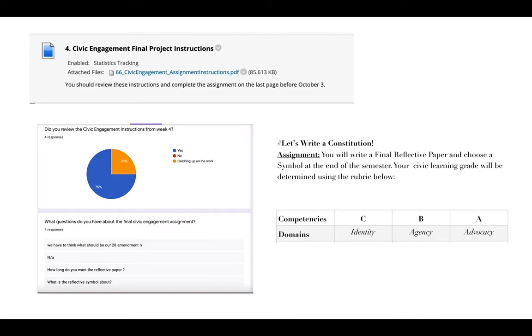There are 3 domains that you have to show me you understand. You have to show me that your identity is formed not just on what you think it is, but on what your role is in this society, and this is a constitutional republic.